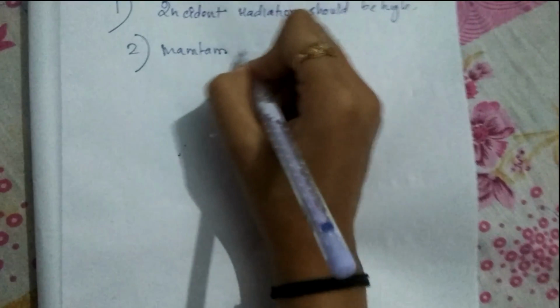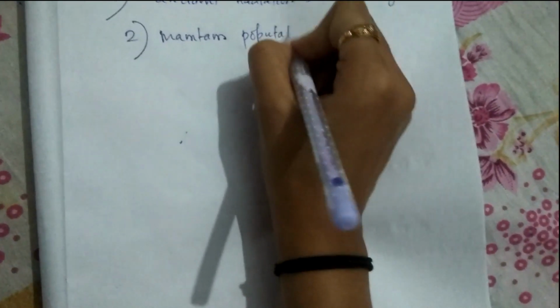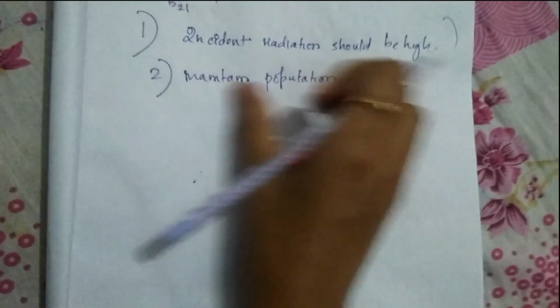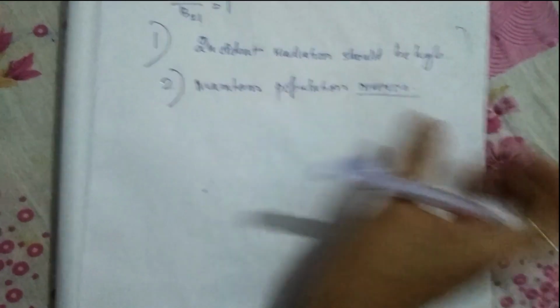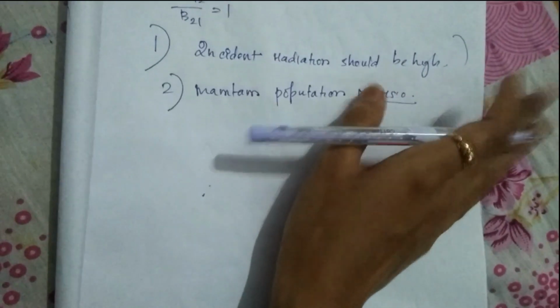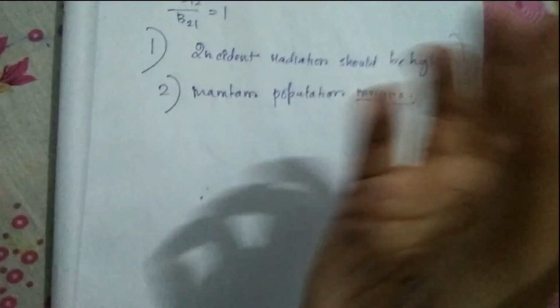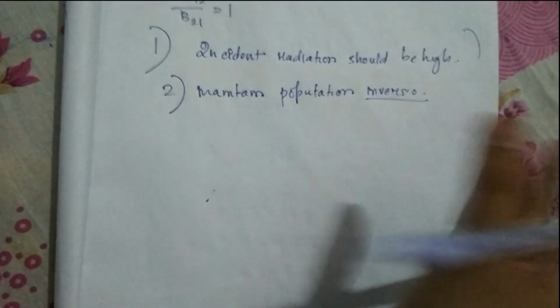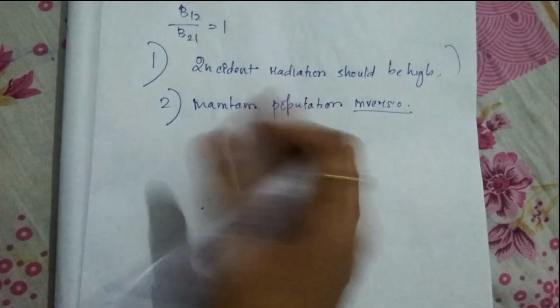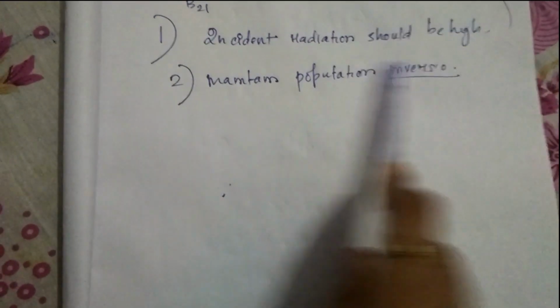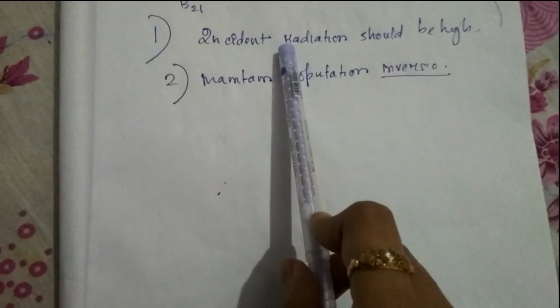And the second is to maintain population inversion. Population inversion means maintaining more electrons in the excited state than in the ground state. In this case, N2 will be greater than N1, which gives stimulated emission, a necessary condition to produce a laser light. That's all about the Einstein coefficients, radiation, and the necessary conditions. That's all. Thank you.